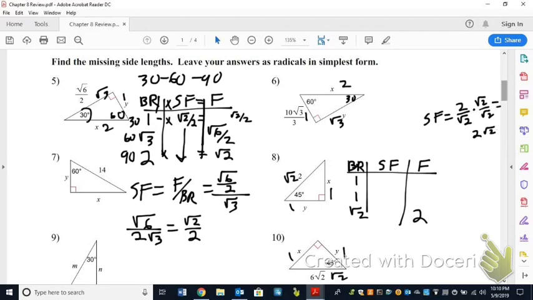That gives me 2 radical 2. Now when I multiply the square root of 2 times the square root of 2, all I get is 2. Which should make sense. That's the square root of 4, which is 2. So now I have 2 radical 2 over 2. I'm going to reduce it. And so my scale factor is just the square root of 2. Multiply across, and there we go.